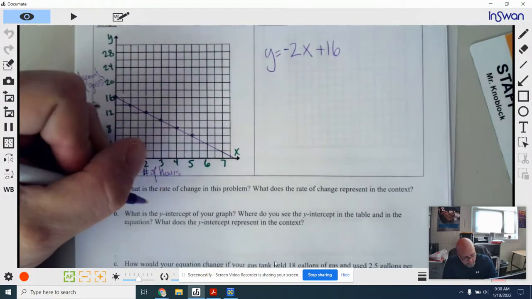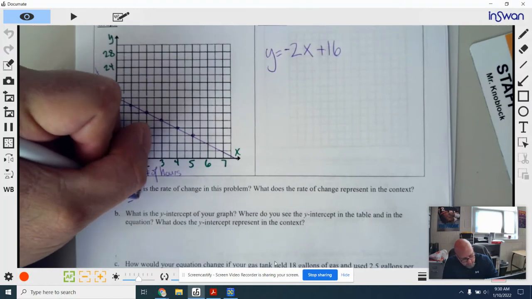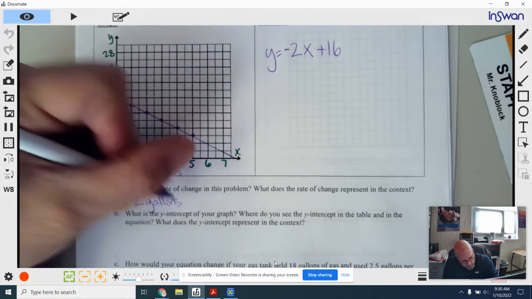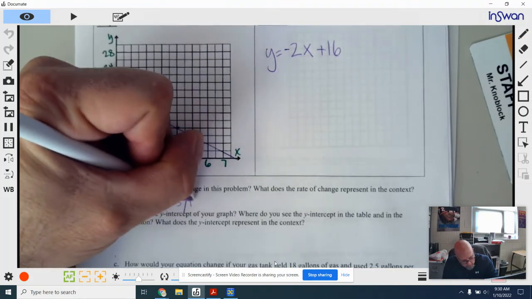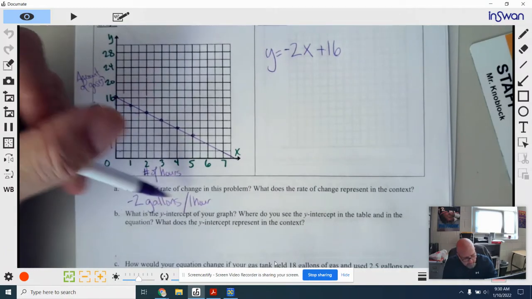Okay, letter A, what is the rate of change in this problem? Well, the rate of change we just talked about is negative 2 gallons, and we could say per 1 hour. So again, we're comparing it to one of something. You're losing 2 gallons every 1 hour.